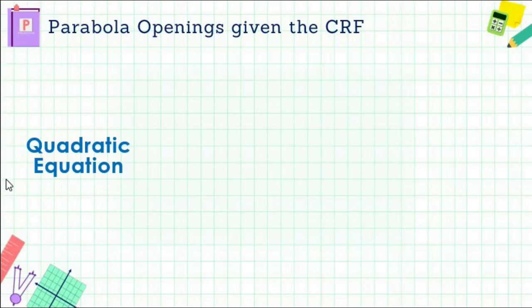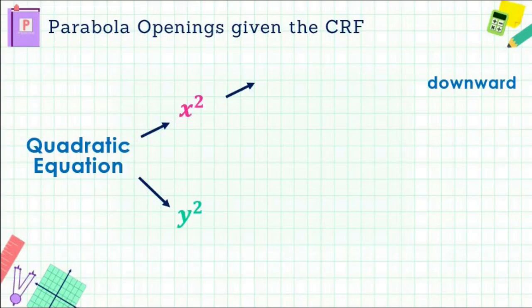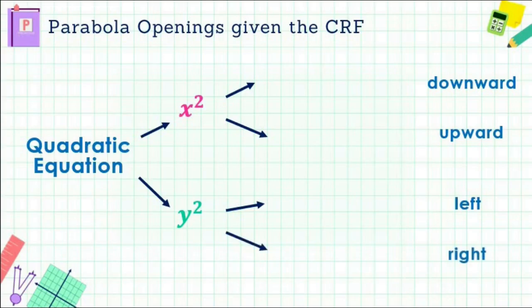And there should only be one. It's either x is squared or y is squared. Then, after determining which variable is squared, either x or y, you will have a further hint on what the opening will be. So when x is squared, the only possible options of openings will be a parabola that opens downward or upward. However, when y is squared, the options for the openings will be a parabola that opens to the left or a parabola that opens to the right.